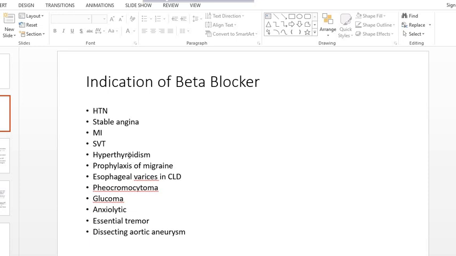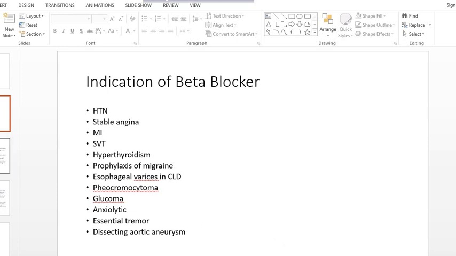So, dear students and doctors, today I'll discuss the various indications of beta blockers and various side effects of beta blockers. There is a long list of indications of beta blockers, and I'll discuss them one by one. If you go to the internet, you can find many other indications, but I'll list these indications. At least you have to know this.